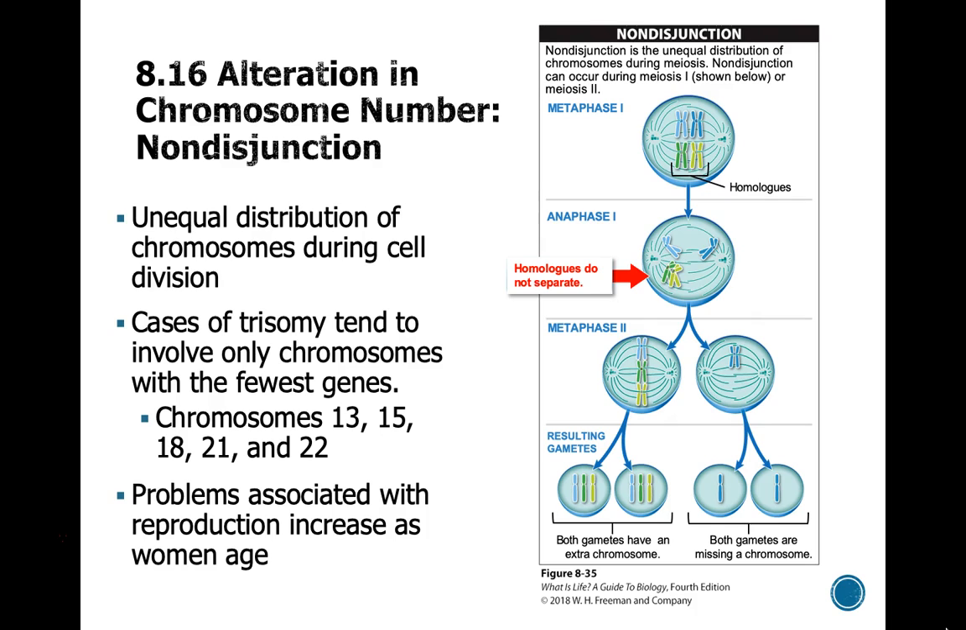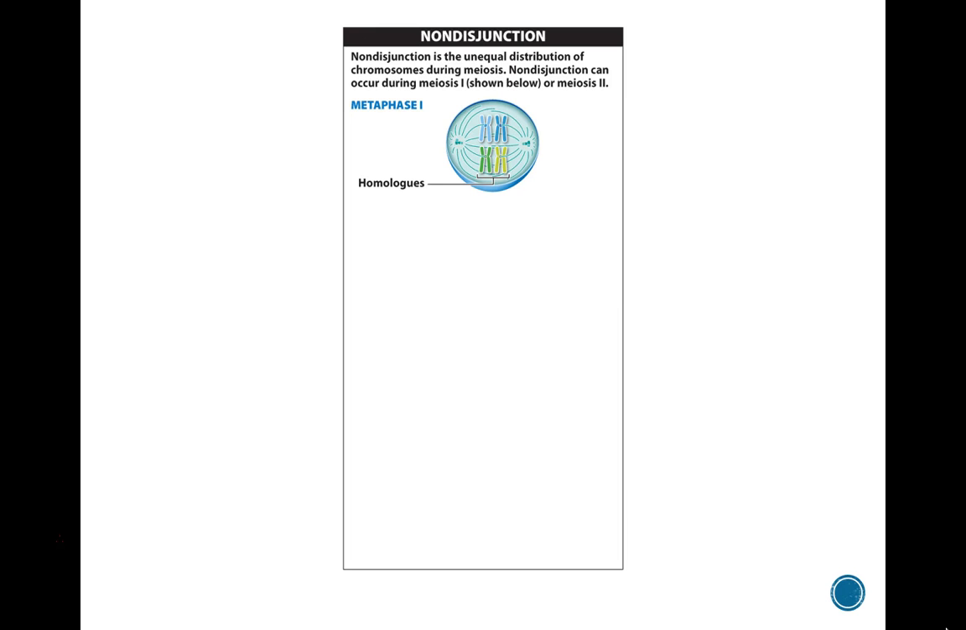Generally, this problem occurs in the egg, although it could occur in the sperm, but generally it occurs in the egg, and it occurs with an increased frequency as women get older. This has to do with how the process of meiosis actually occurs in females. Basically, it's arrested for a while and then starts back up during puberty. So the important thing here is the understanding of non-disjunction and the fact that it is an unequal distribution of chromosomes. So let's look at how this happens.